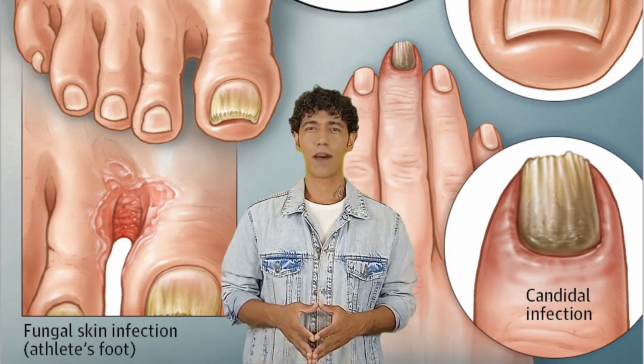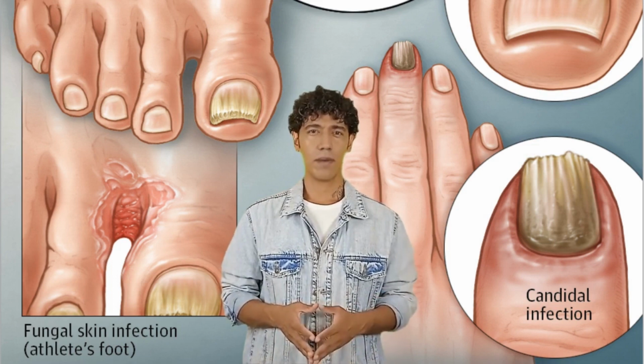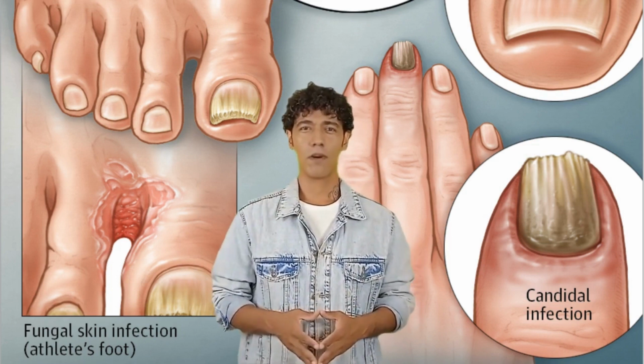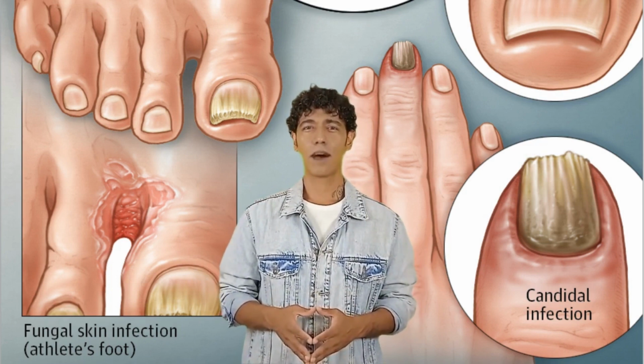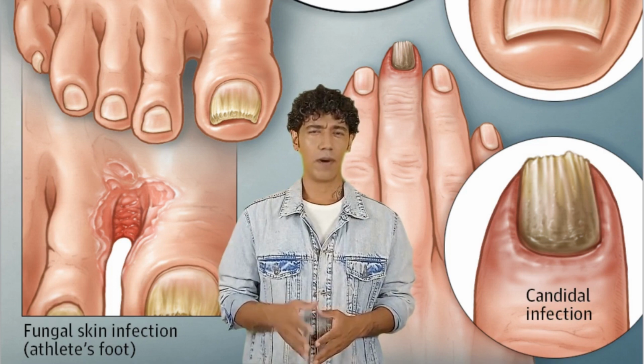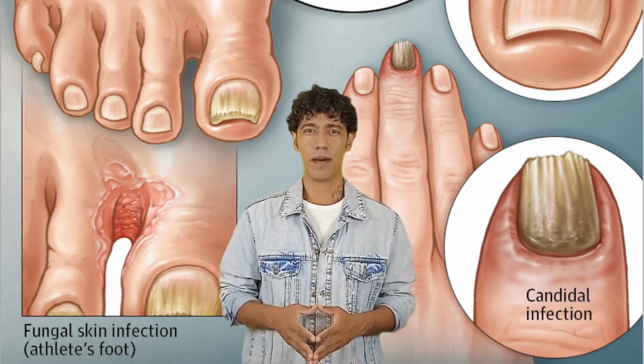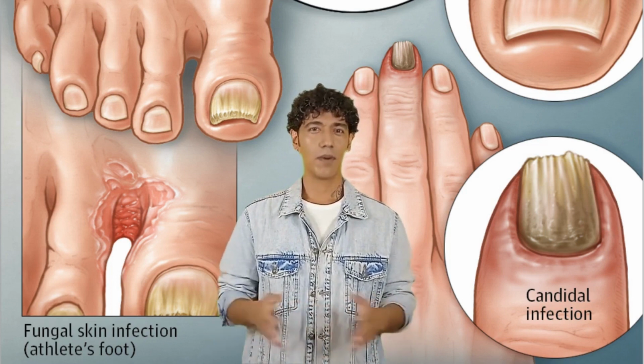Now, if you have multiple nail involvement or if your nails look something like this, you need to take oral antifungal medicines. Oral therapies have high cure rates for onychomycosis. The most commonly used oral drugs for the treatment of onychomycosis are griseofulvin, terbinafine, itraconazole, and ketoconazole.